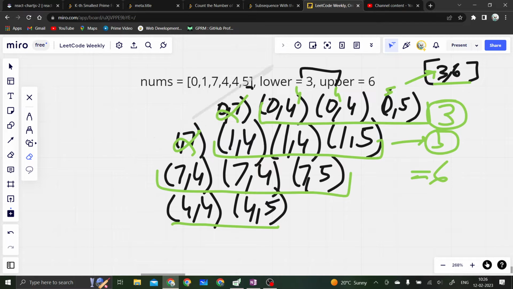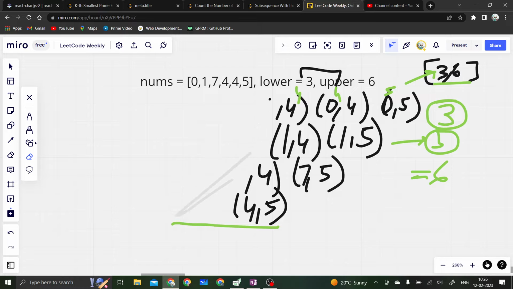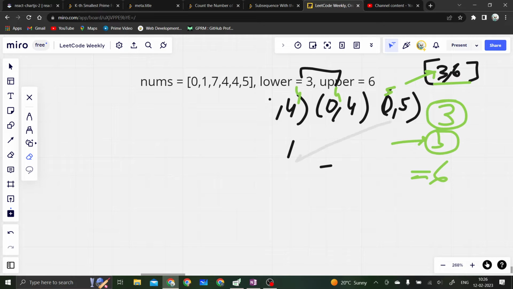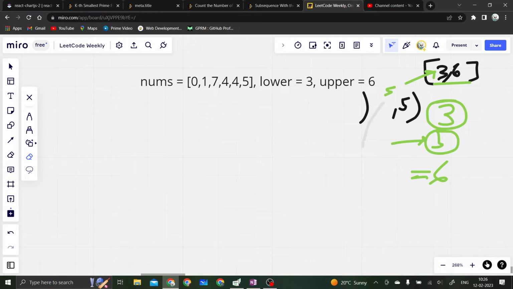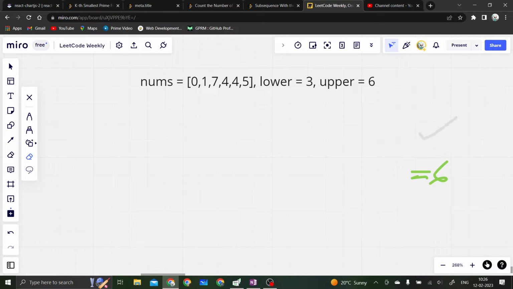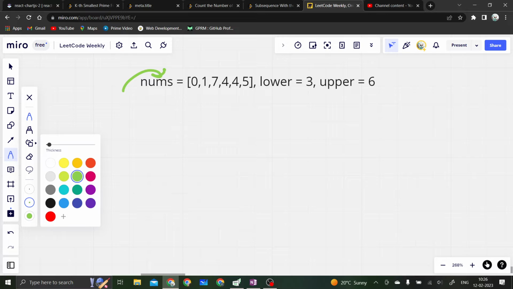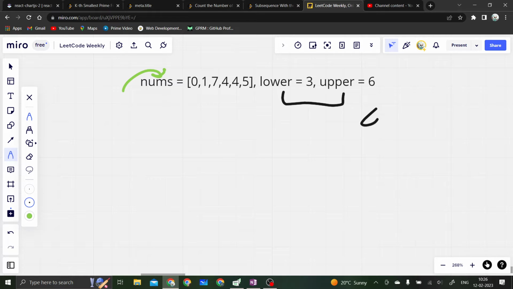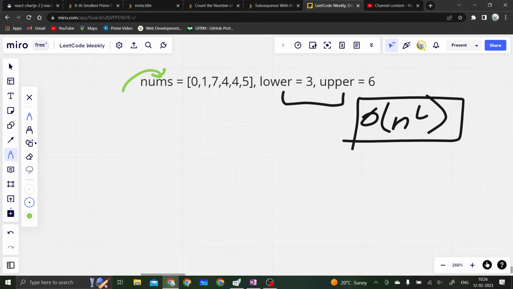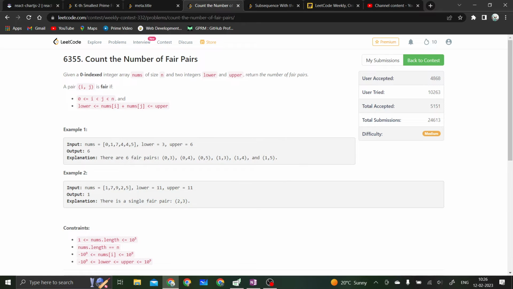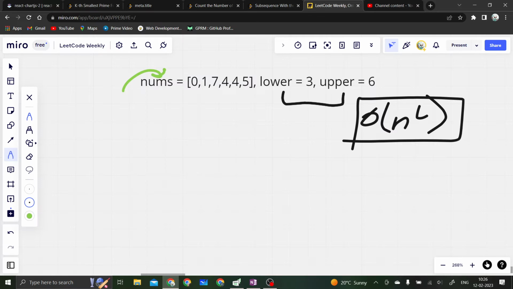Now let's see how we'll be solving it. If you try to solve it the traditional way, where you take two for loops, traverse the nums array, find all the pairs and check whether those pairs lie in this range or not, that will take O of n square. So we will get TLE in this case, because the array size given in the question is huge, it is 10 raised to the power 5. So let's see what else we can do.